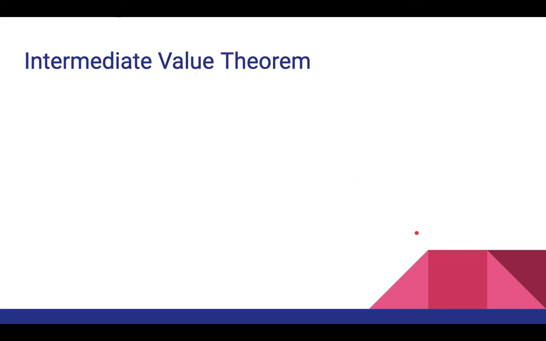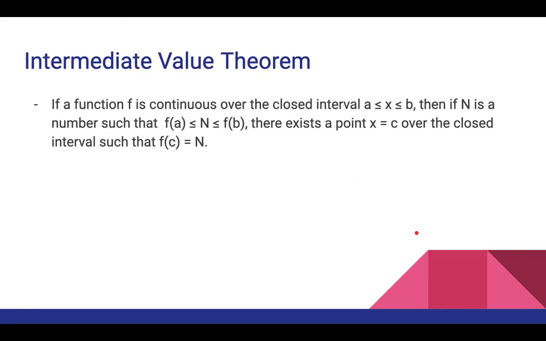And lastly, we look at the intermediate value theorem. Recall that if a function is continuous over a closed interval, x greater than or equal to a and less than or equal to b, and n is a number greater than or equal to the value of f of a but less than or equal to the value of f of b, then there must exist a point x equals c over the closed interval such that f of c equals n. Again, we can think of this as a guitar string theorem or the no lifting pencil theorem.